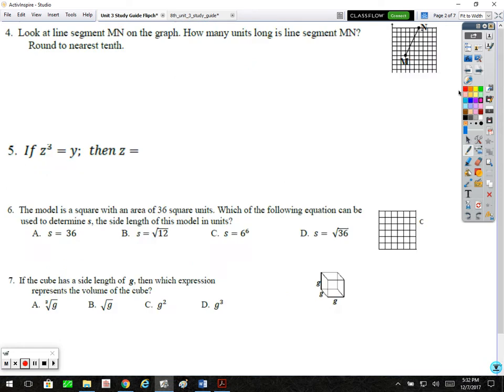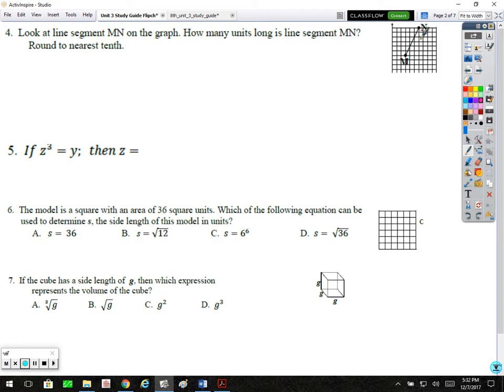All right. The next one. Look at line segment MN on the graph. This is the parachute drop that we did in the hallway, and we made our right triangles. So for this one, I want to find the distance of this line. So what I'm going to do is try to find where those two lines meet.